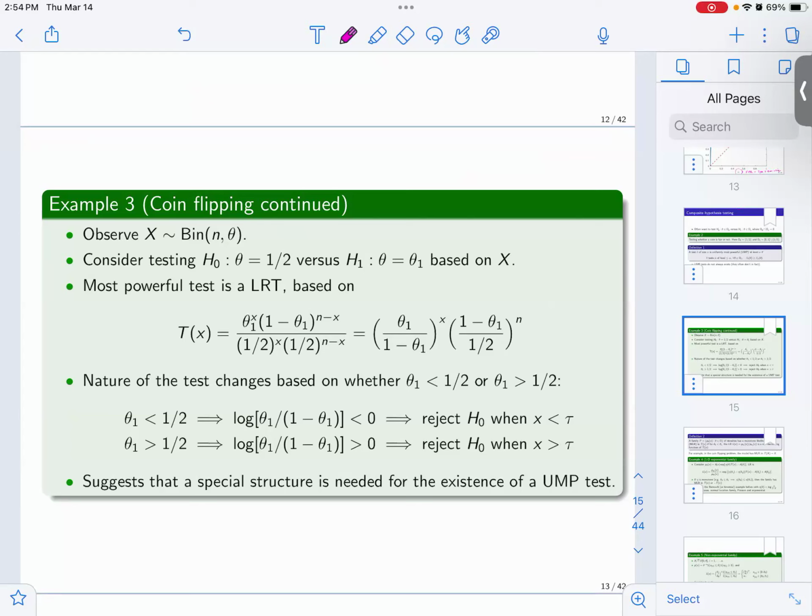Okay, so this is another example with binomials. It has the same flavor. I'm going to test whether theta is 1/2 or not. So you take a generic theta 1, go over the analysis, and you realize that if theta 1 is less than 1/2, there is this structure for the optimal test, and if theta 1 is bigger than 1/2, the most powerful test is like that, exactly similar to what we did. And so there's no two-sided UMP test because the structure changes.